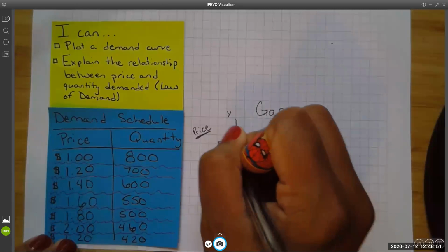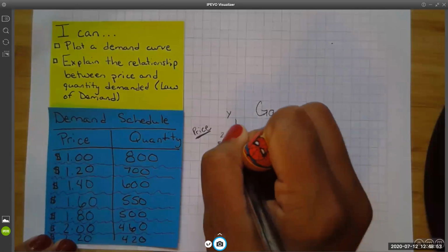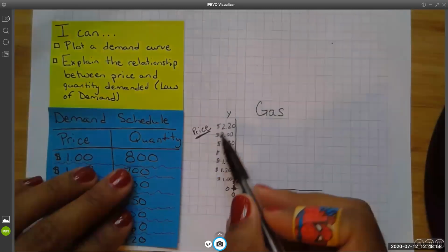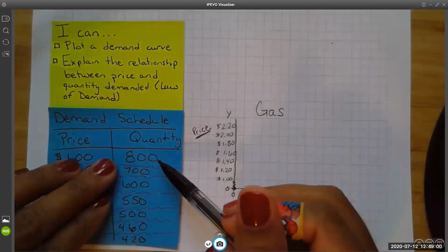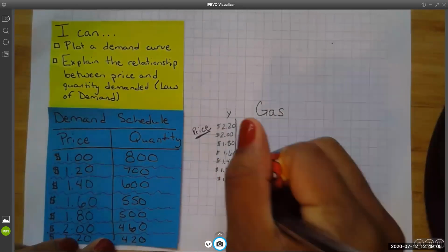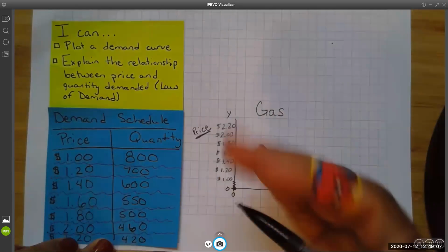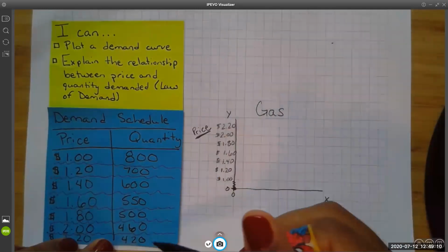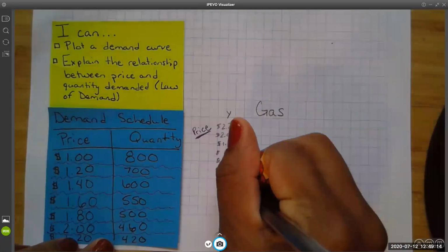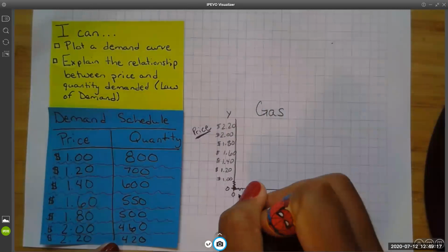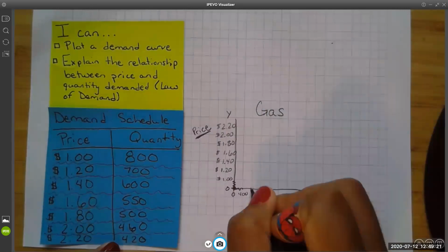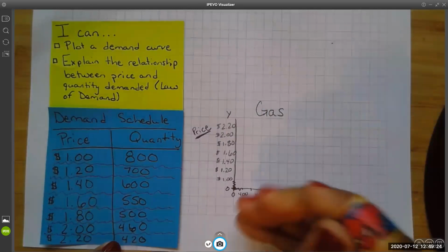$1.80, $2, $2.20. And then here's my quantity. The most I need is 800. The least is 420. I'm going to do another break because I need to go in even increments, and I can't just start with 420 and then evenly go 20. It'd still be kind of a lot of numbers. So I'm going to break, and I'm going to start with 400. So I have a little bit of wiggle room. And I'm going to skip lines just because I don't want them to be all crunched in and really tight.